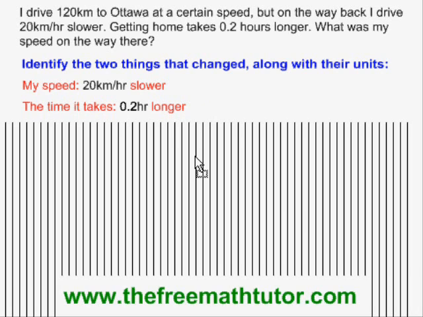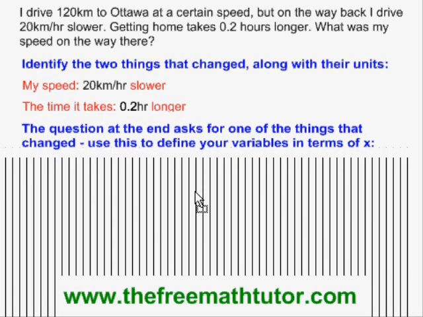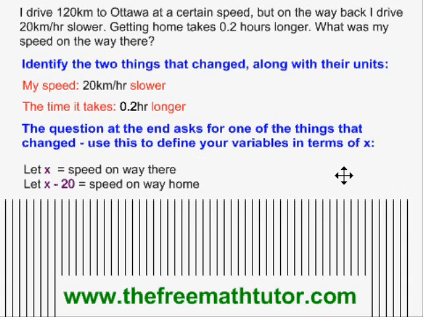The next thing to do is to look at the question at the end of your problem. That question will ask you for one of the things that changed. And we use this to define our variables in terms of x. In this case, the question at the end is asking me for the speed on the way there. So I define x as my speed on the way there, and therefore x minus 20 will be my speed on the way home.